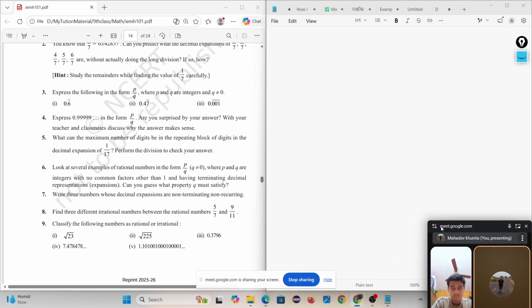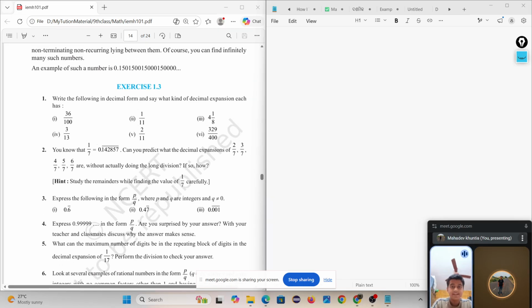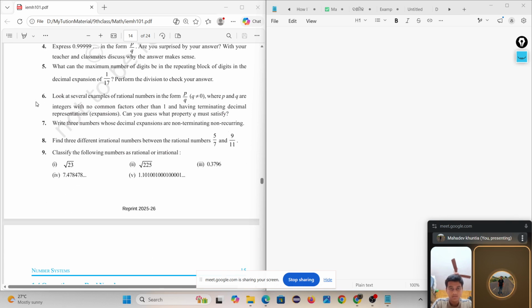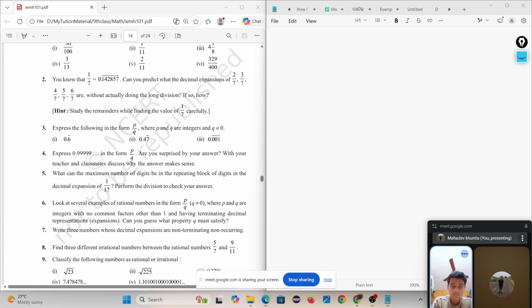In the last class, we discussed exercise 1.3. I think I discussed all the questions except question number 6. Otherwise, I explained all these things. And did you complete this exercise?